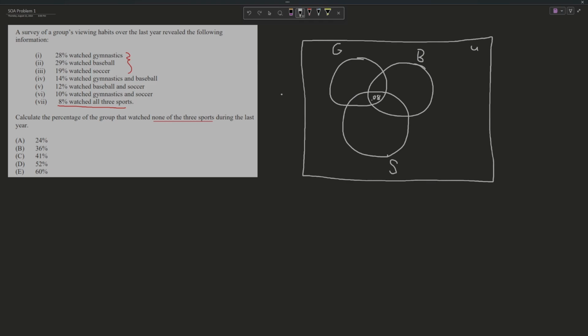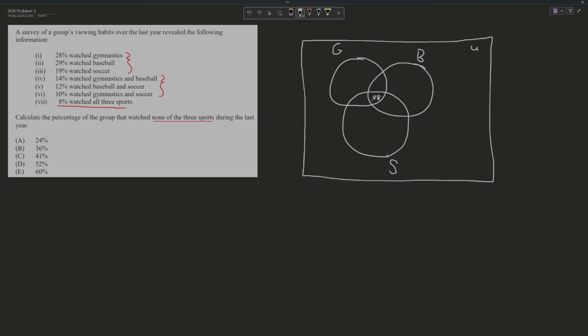So next, after this, we're going to go over these three, which are these three values here. Because we have our gymnastics and soccer, baseball and soccer, and gymnastics and baseball. But they overlap with the people that watched all three sports. Because if you watch gymnastics, baseball, and soccer, that means that you also happen to watch gymnastics and baseball. But we don't want the people that watched soccer as well, or baseball as well, or gymnastics as well. We don't want to double count this.